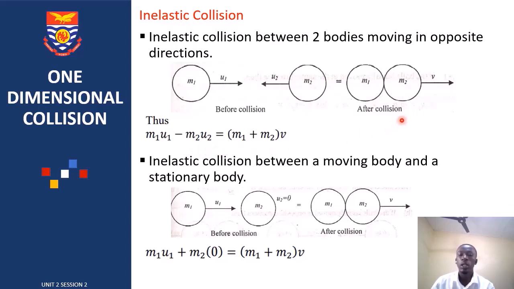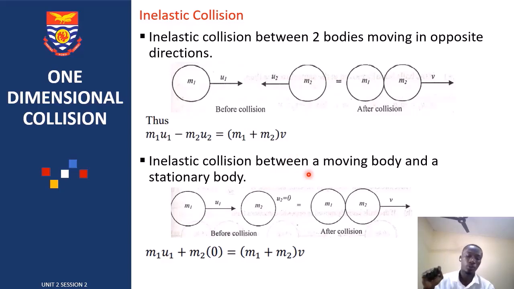After collision, they are going to get the same velocity, because in the properties of the inelastic collision, we said it sticks together after collision, and because it has stuck together, they are all going to move with the same constant velocity, which is going to be represented by v. So we have m1 plus m2 all multiplied by v.